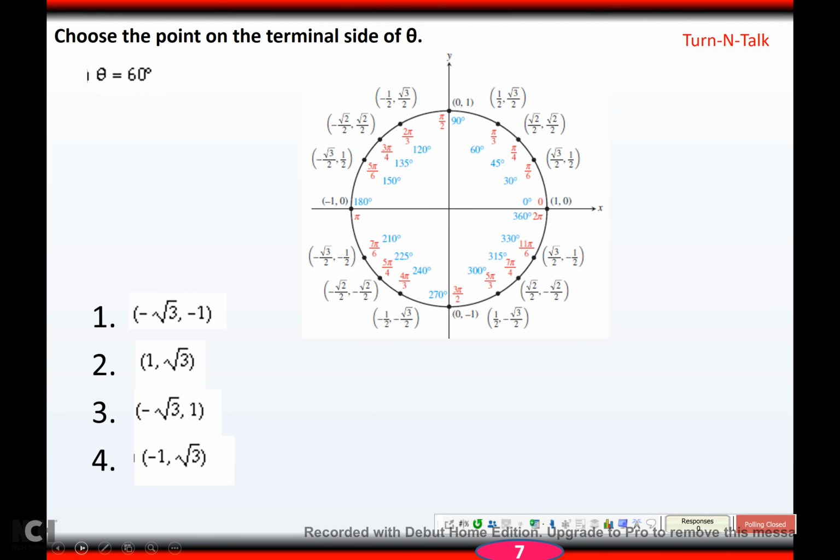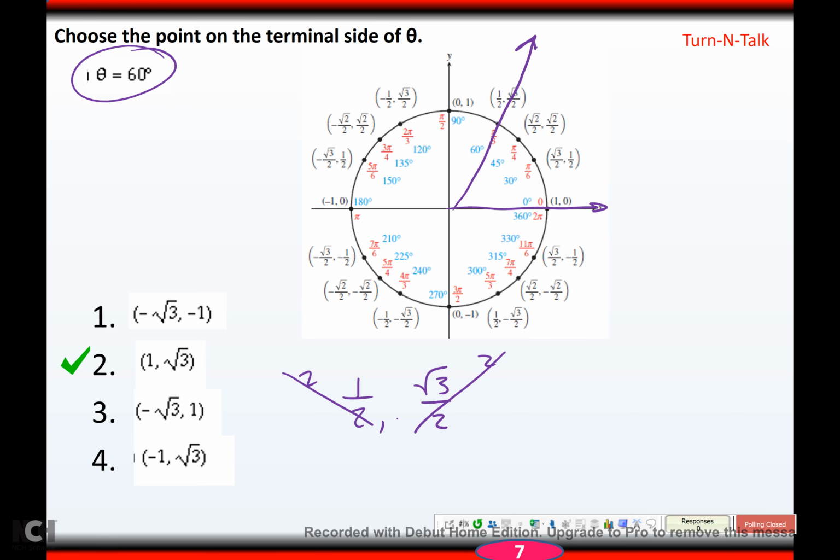Okay, so you do this one, hit pause, come back when you're ready. And hopefully you got 1 square root of 3. So for theta is 60 degrees, there's my terminal side, which has 1/2 square root of 3 over 2. If I kill the fractions, multiply by 2, I get 1 comma square root of 3. So that one's got to be on the terminal side.